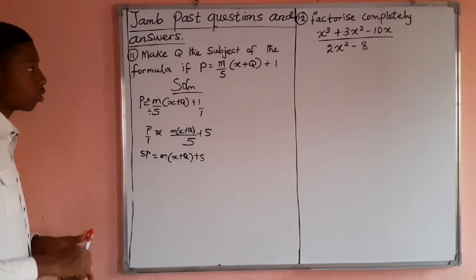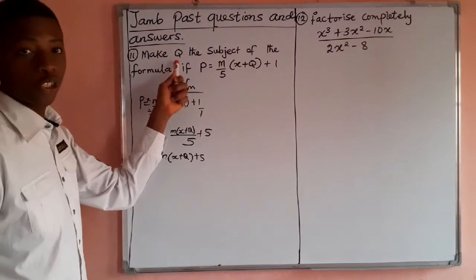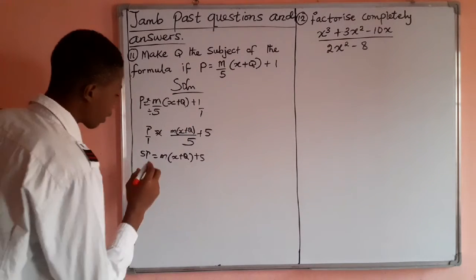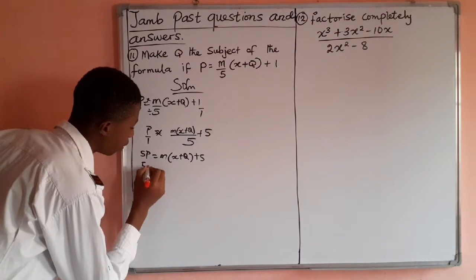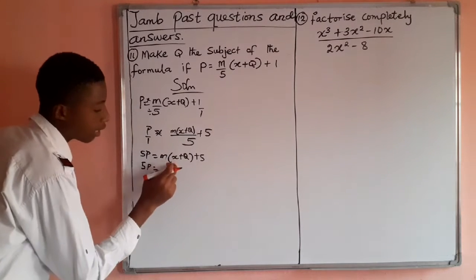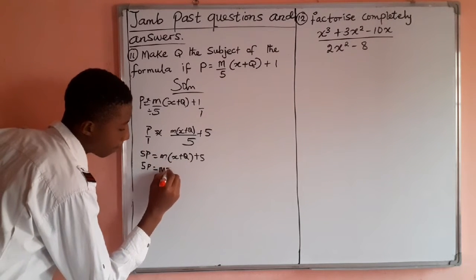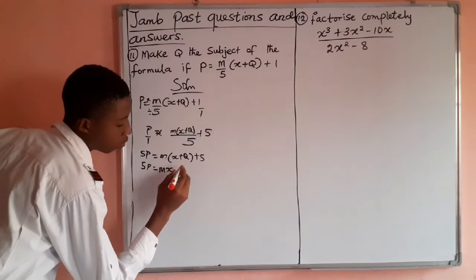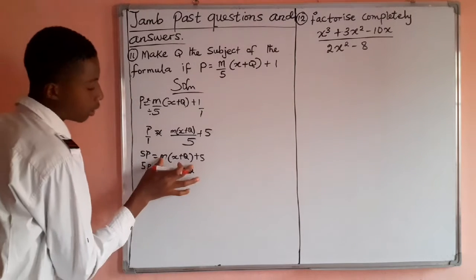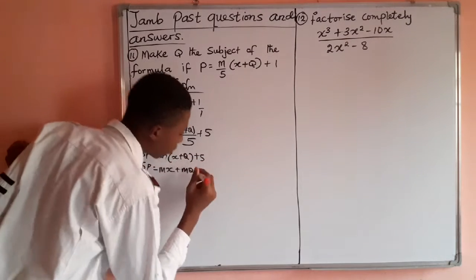Now as you all know, from our question we should find q as the subject of the formula. Which means our next step will be giving us 5p equals, we expand the bracket over here. m times x will give you mx. m times q will give you plus mq. Now, this bracket has been expanded, so we add our plus 5.